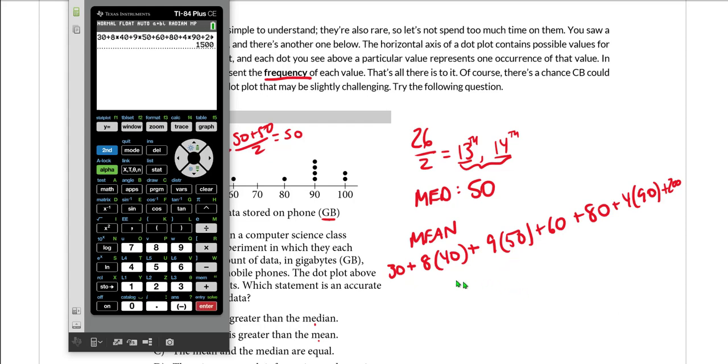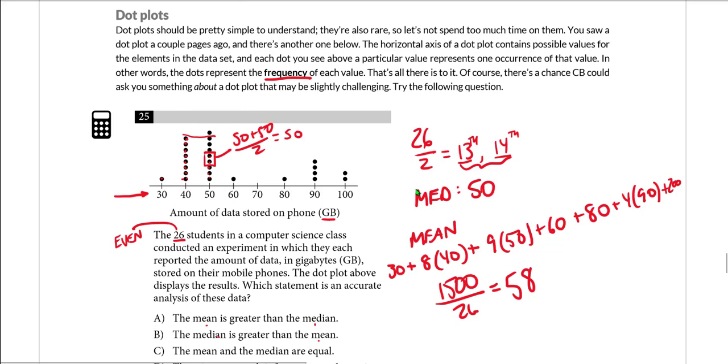And we get 1500. Again, we need to now divide that sum by the number of numbers that we added together to get that sum. So I'm just going to go ahead and divide by 26 and hit enter. So there's my mean. It's approximately, let's just round up to 58. So now that we have those numbers, we're done. We can see that the mean, so this is the mean right here, is 58.